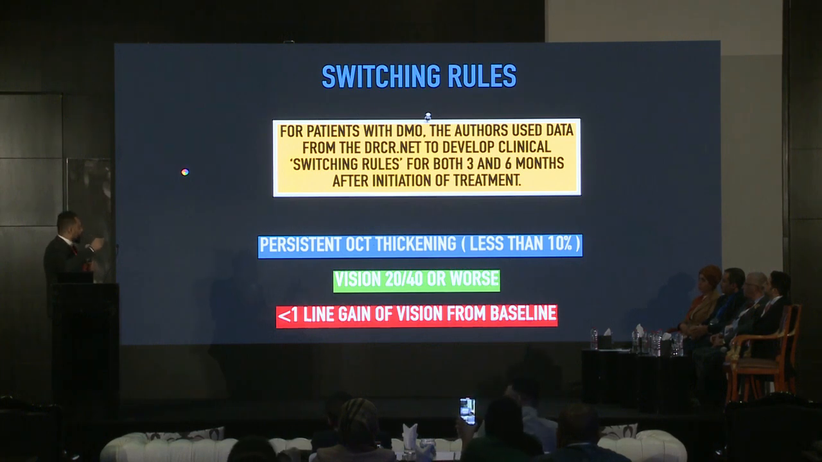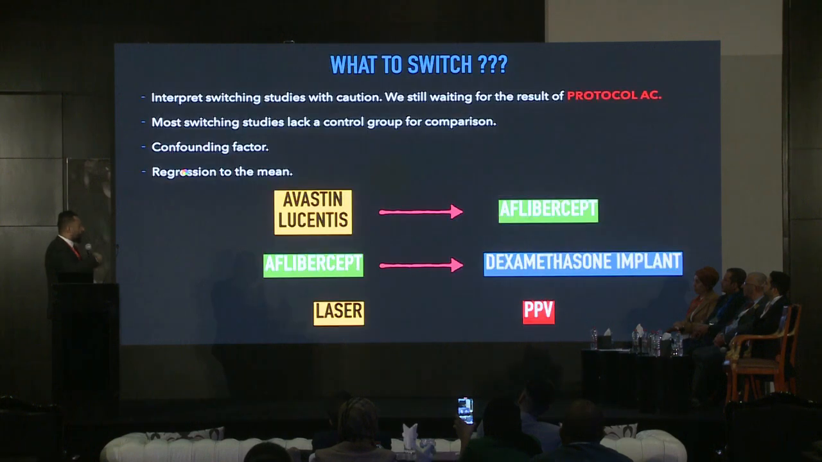For the switching rules, DRCR does not have typical protocols or an evidence base on when to switch or what to switch to. But they say if you have persistent OCT thickening, not improving by less than 10%, the vision of the patient is 20/40 or worse, and the patient does not gain 1 line of vision from baseline, these are the criteria for switching anti-VEGF.